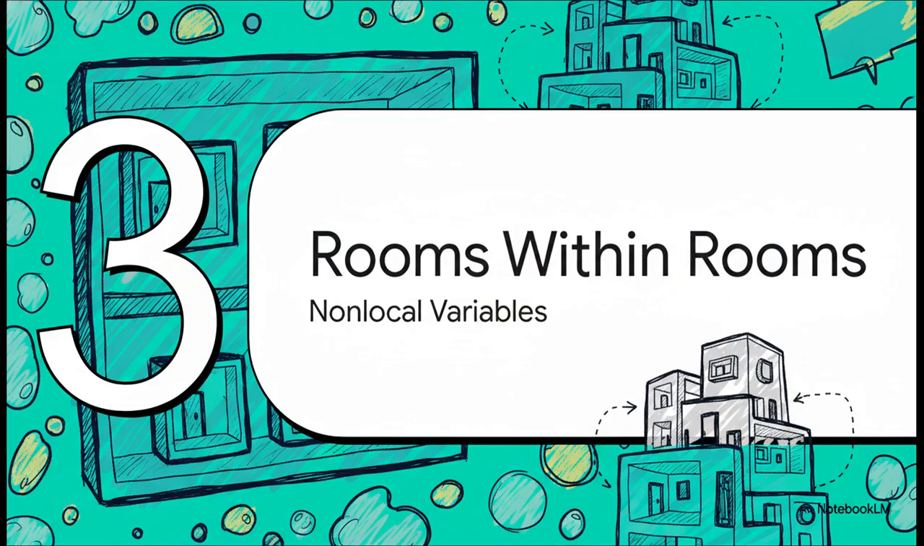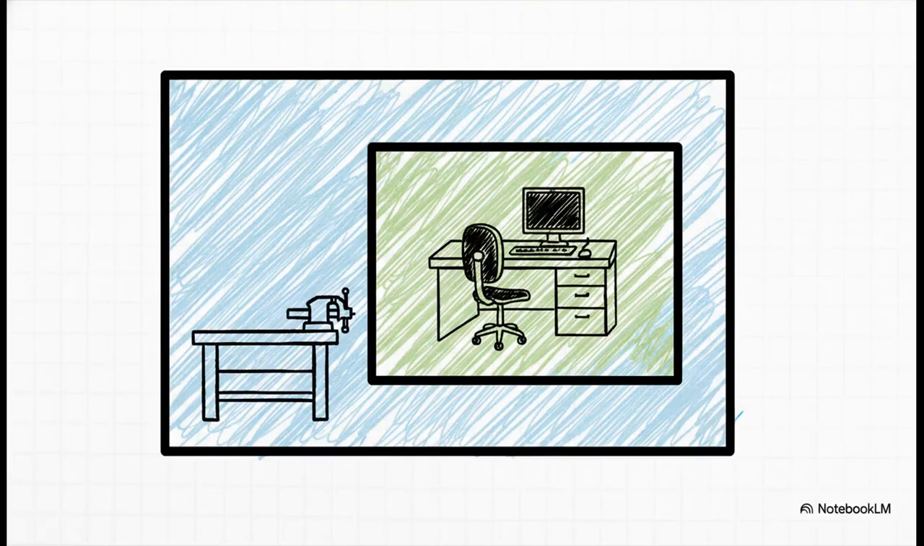Okay, so we've got our private rooms and the main house. Simple enough. But what happens when the floor plan gets a little more interesting? This is a great question, because in Python, you can absolutely do this. Sometimes you define a function right inside of another function. In our house analogy, this is like building a little recording booth inside of a bigger office. You literally have a room within a room.